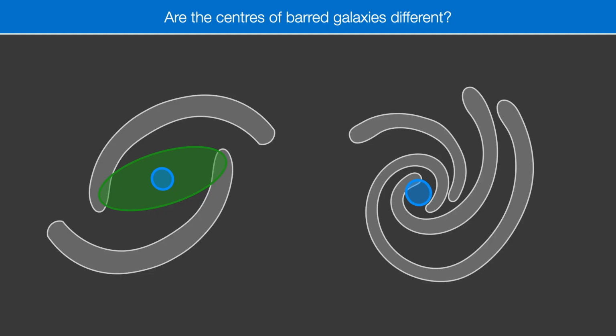For example, we can wonder if the centers of barred galaxies are different from the centers of unbarred galaxies. To tackle this question, we compute the ratio of the average surface densities in the centers of barred galaxies, like the example on your left, as opposed to the mean surface densities in the centers of unbarred galaxies, like the example on your right. Here we would take the mean values within the blue shaded area and divide them by the mean values in the gray area, including spiral arms and interarm regions.